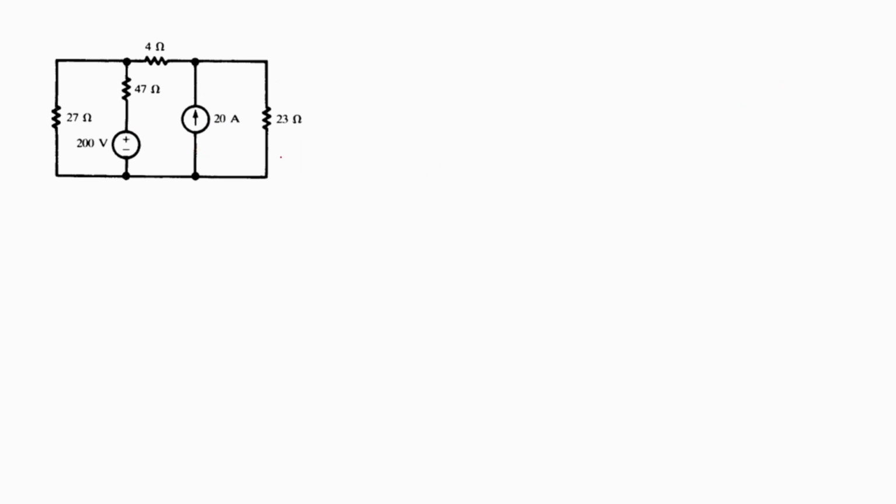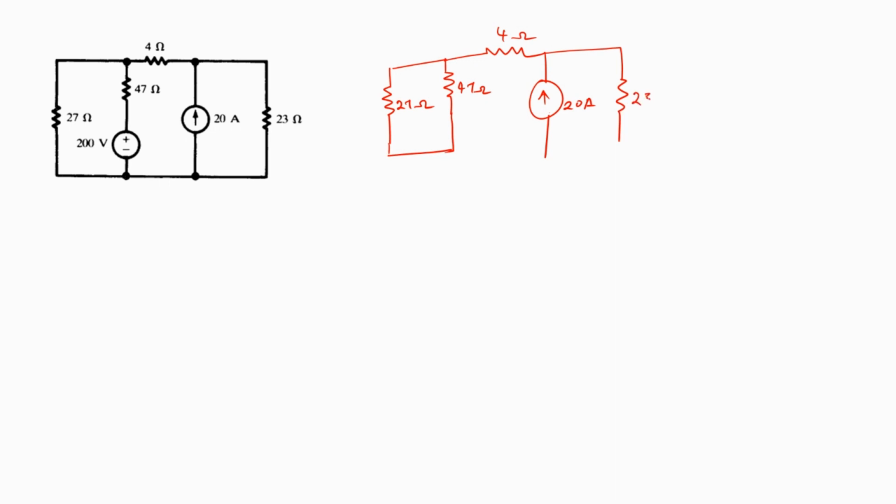Let me first redraw the circuit without the voltage source. So I'm going to have the 27 ohms intact, and I'm going to have this 47 ohms. This 200 volt is short circuited. I'm going to retain the 4 ohms here. The 20 amps is going to look like that. This is the 23 ohms resistor.